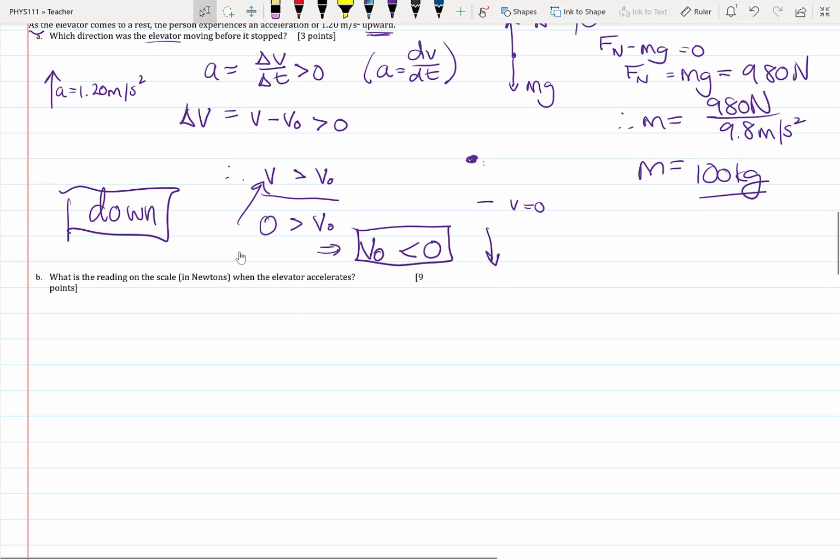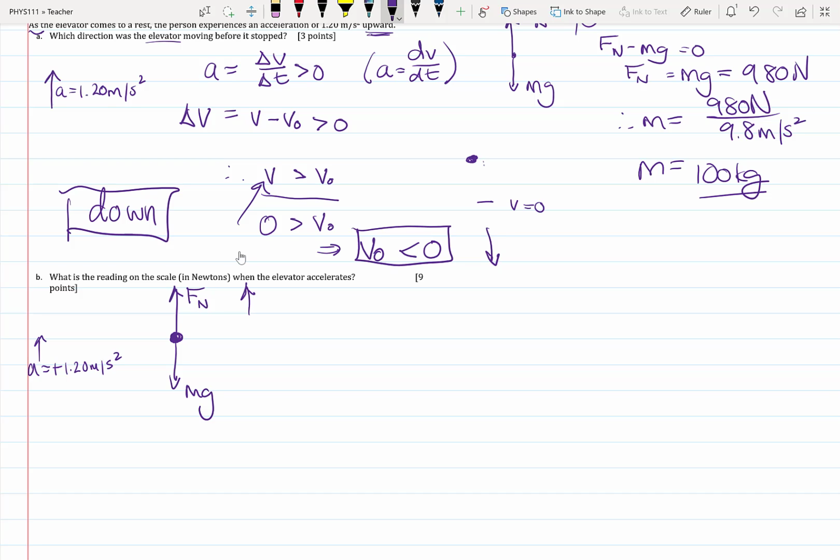Question B. What is the reading on the scale in newtons when the elevator accelerates? All right, let's draw our free body diagram. This is the reading on the scale. That's the normal force. That's the force that the scale pushes back on your feet. And you can read that number. And then there's mg. Those are the only two forces that are acting on you. And what's the result of all of that? Well, there's this acceleration upwards, right? Upwards 1.20 meters per second squared.